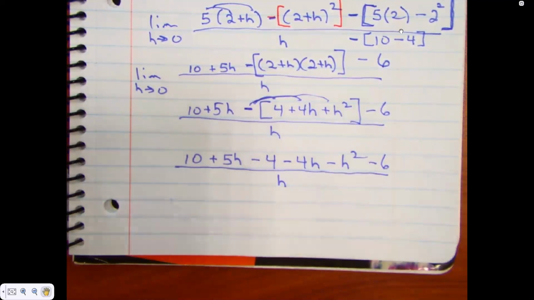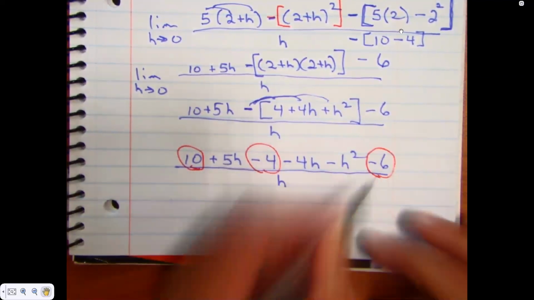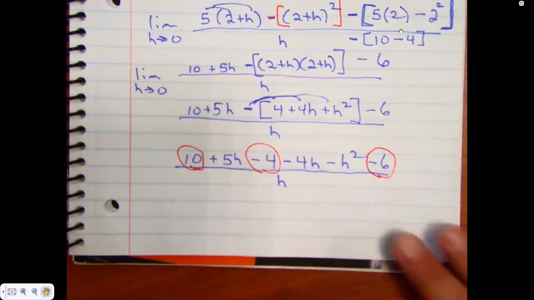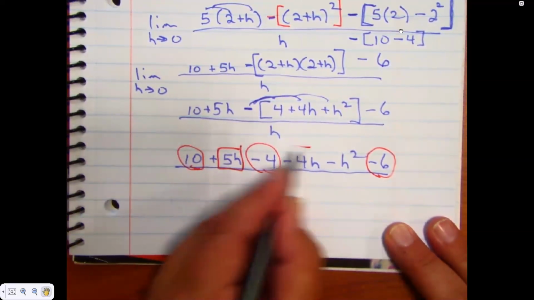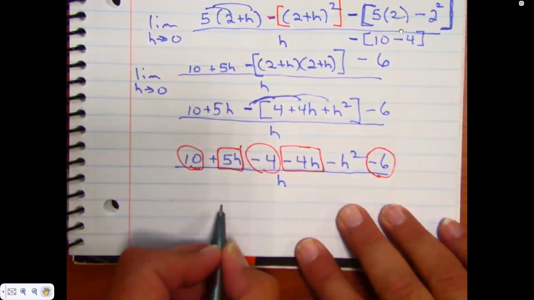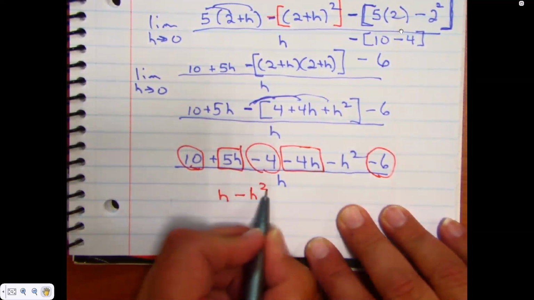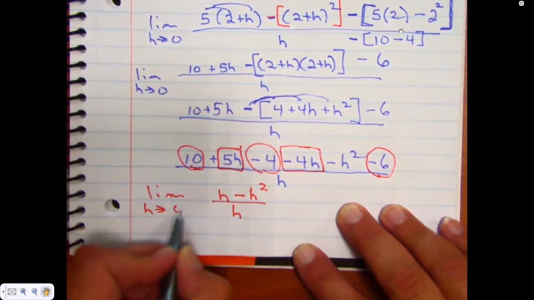Okay, so now what happens? Now we're finally at a place we can collect like terms. What happens there? That actually gives us 0, right? That gives us 6 minus 6, so that goes away. We've got 5h minus 4h. That gives us 1h. So we got 1h minus h squared all over h. And don't forget, we're taking the limit as h approaches 0.